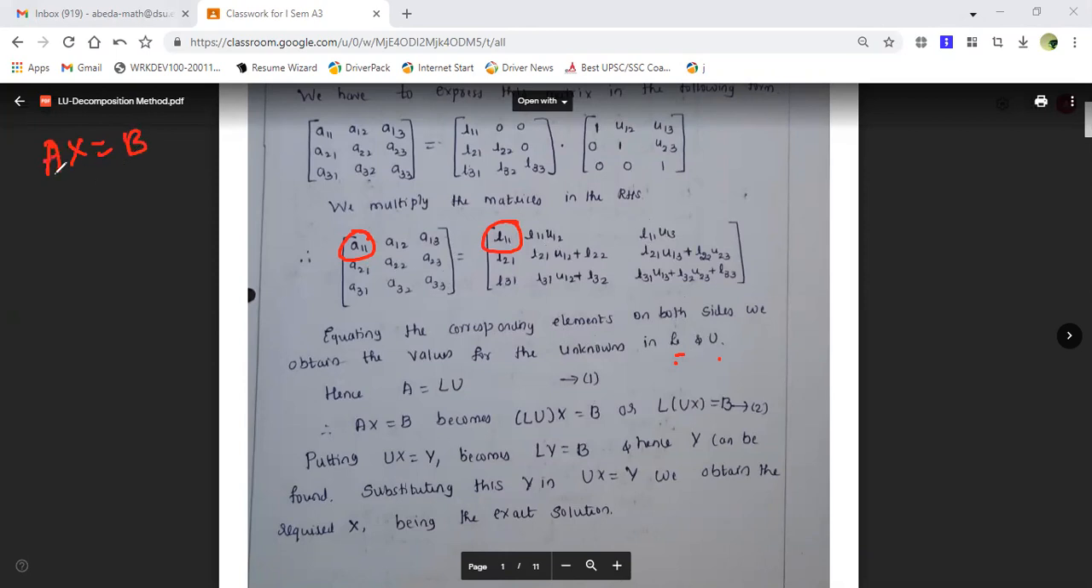Ax is equal to b. So what is A equal to? I have written it as L into U. It is equal to b. So this can also be written as L into Ux, which is equal to b.